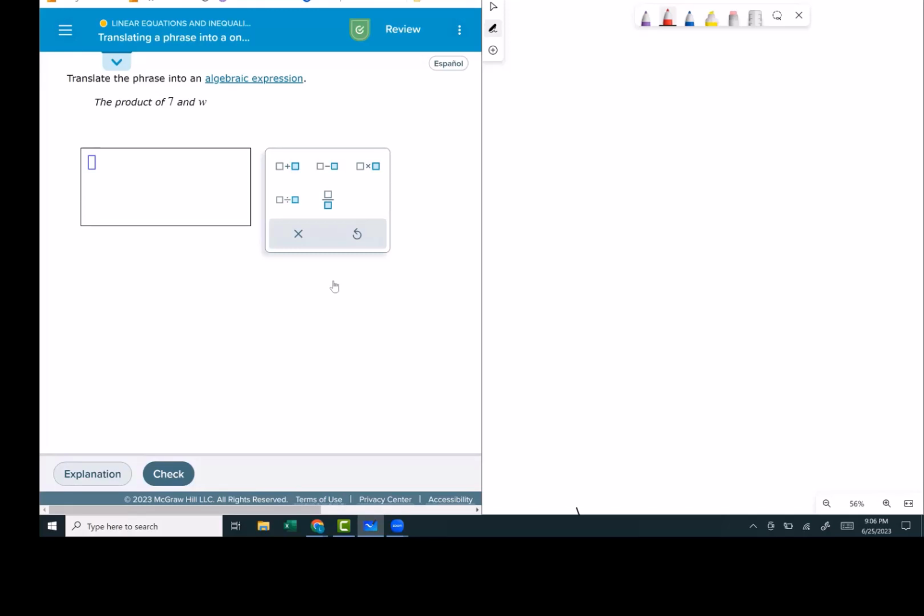The product keyword. Product means multiplication. Other words we could use: times. And then we have the product of. What "of" usually means is multiplication, but we already have multiplication in there. That "of" is just there. But sometimes "of" means multiply. For example, you could say 1/2 of 10. That means 1/2 times 10.